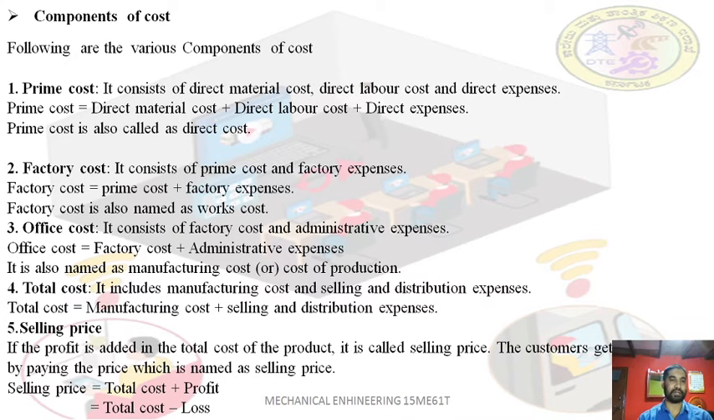Next is the factory cost. These costs are cumulative. For getting factory cost, you need prime cost, and for getting office cost, you need factory cost. So they are calculated step by step. You cannot mix up the order of these components, such as taking total cost before office cost. No, not like that. It should be done in a systematic manner. First, you need to calculate prime cost. After that, factory cost. Then office cost. Then the total cost, and after that, selling price.